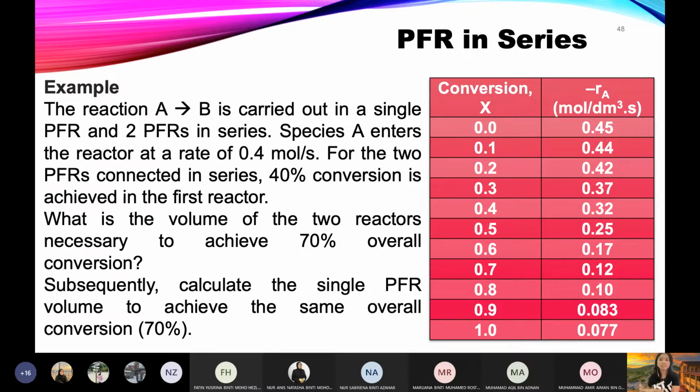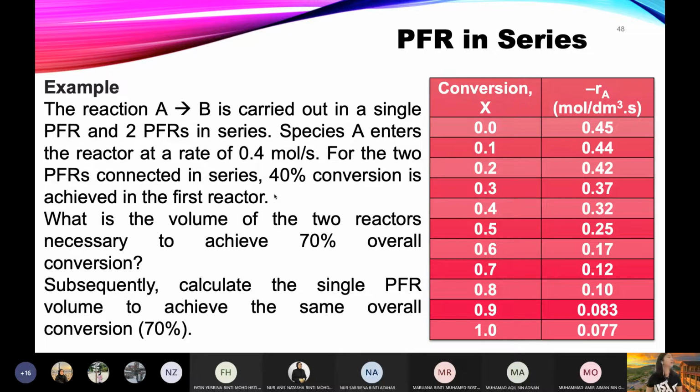So FA0 saya tak terangkan lah sebab tadi saya dah explain how we come to the conclusion FA0 is 0.4. Okay, done. For the two PFR connected in series, 40% conversion is achieved. So sama konsep macam soalan yang tadi. If I have the two PFR in series, the first PFR achieves conversion 0.4, x1 is 0.4. In easy words, dalam dua reaktor berseries tu, in the first PFR, dia daripada 0% dah capai kepada 40% conversion, 40% conversion in the first reactor.